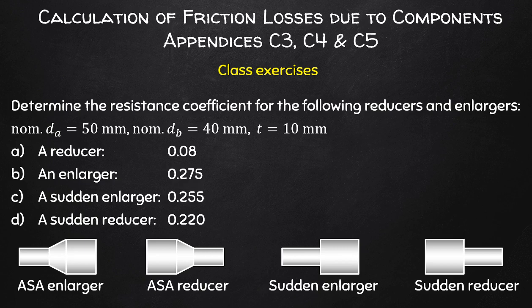So note that there are 4 lines here. The lines correspond to the softer type reducers and enlargers, and the other 2 lines correspond to sudden or harder type or more abrupt enlargers and reducers. Okay, so once you have found the correct point on the correct curve, you can then read off on the y-axis a Kr value. So see if you can determine this yourself for the following examples. And of course, here I've provided you with the answers already to kind of help you along your way.